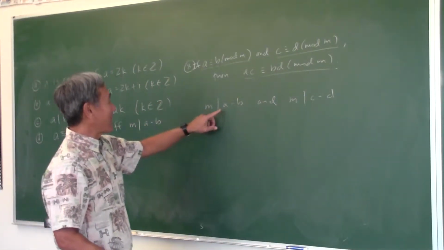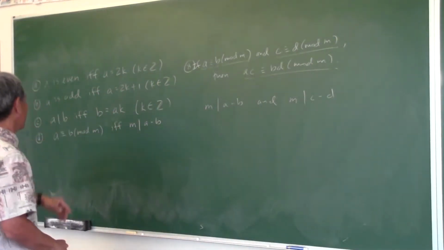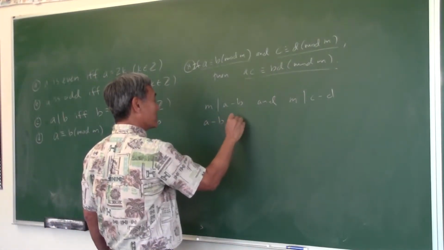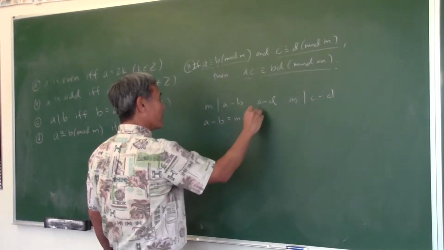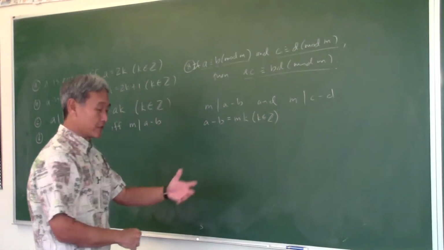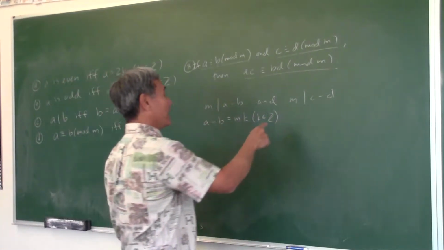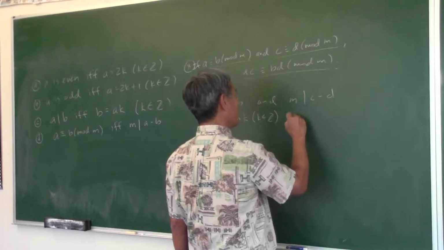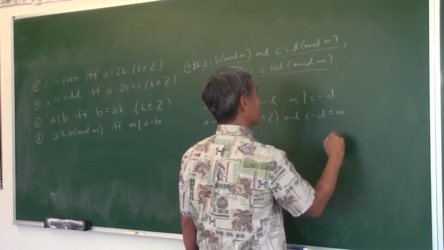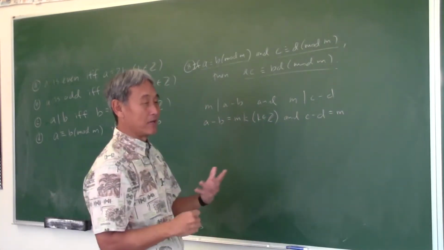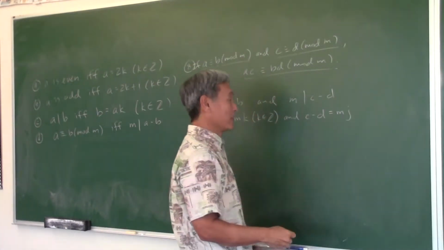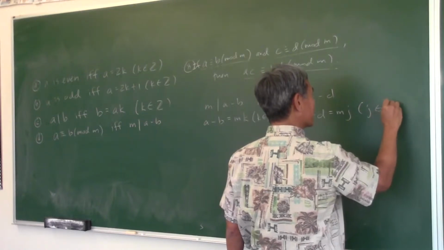Now, if M is a factor of A minus B, according to the third definition over here, then A minus B is equal to M times K for some integer K, correct? So all we're doing is regurgitating the definitions. If M is a factor of C minus D, so I guess I should write an "and" here, C minus D is equal to M times some integer, but we can't use K, we need to use a different one. So what do you want to use? J? Or whatever letter you want to use for some integer J.